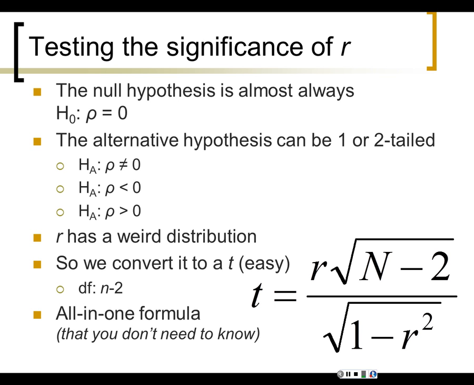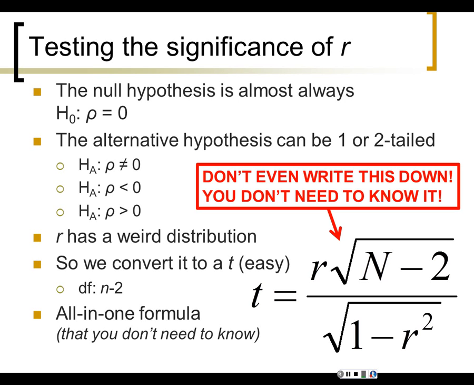And that's it. You calculate t, and then you just use a regular old t-test, and you look up your t-value for n minus 2 degrees of freedom, whatever that is, and for your alpha level, whatever that is, and for one or two-tailed, just like you did for all the t-test stuff. If you can do a t-test, then you can do this. This is so easy. But remember, we're not going to do this in this class right now.